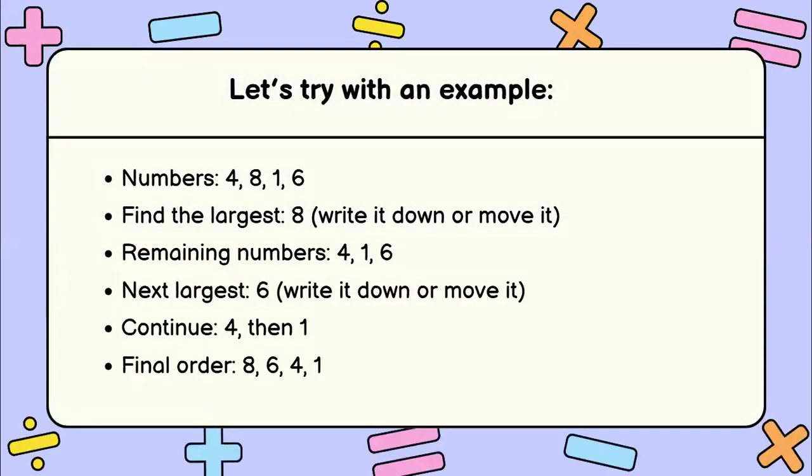Let's try with an example. Here you have the numbers 4, 8, 1, and 6. Which is the largest number? It's 8. So, write it at the start of your list and then see the remaining numbers. The next largest is 6. So, you write 6 after 8 and then continue. 4 and 1. Of course, 4 will come next as it's bigger than 1.